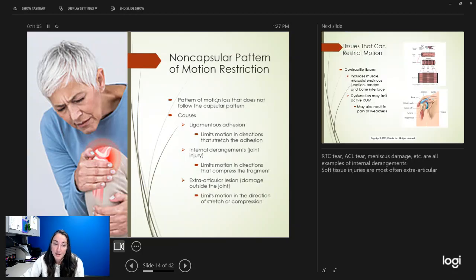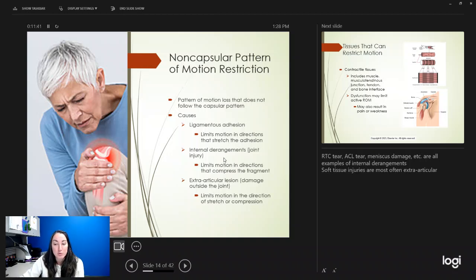The non-capsular patterns are patterns of motion loss that don't follow the capsular pattern. Some of the causes could be ligament adhesions, like a limited motion in the direction. So ligament adhesion, like a torn ligament, limits the motion in the direction that stretches the adhesion. If this is a ligament and it's torn apart, and I'm trying to pull in that direction, that pulling apart motion will be most limited. Whatever motion causes the ligament to be most tight will be most limited.